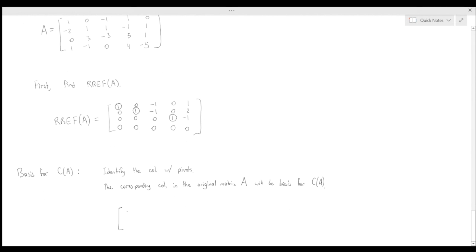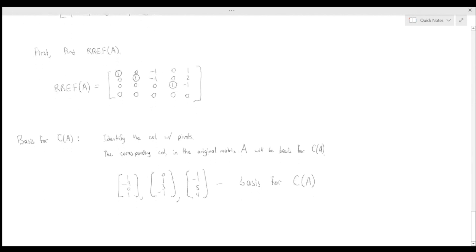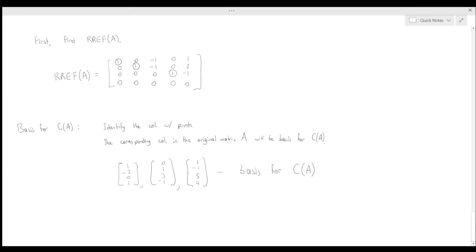So then I'm just going to write down the first, second, and fourth columns of A. And these three vectors will be a basis for the column space. Okay. So they will end up spanning the column space, and they will also be linearly independent.